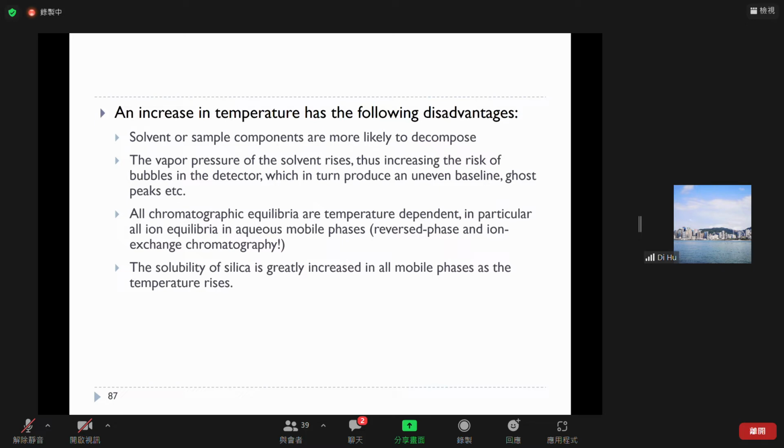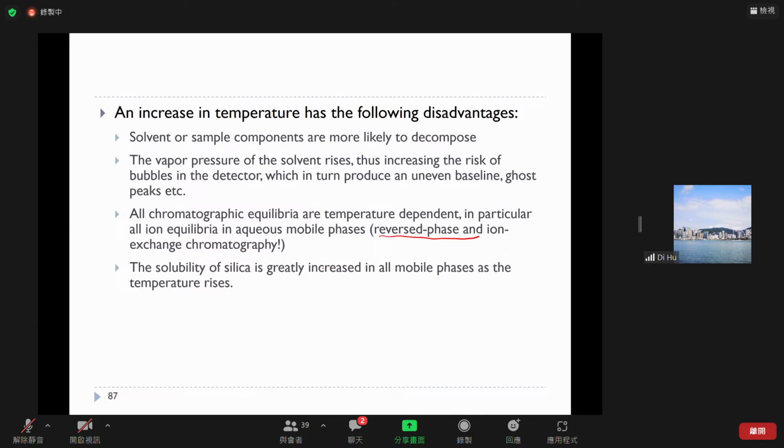And all chromatography equilibria are temperature dependent, particularly those of ions in equilibrium within the aqueous mobile phase. This particularly matters for reverse phase and ion exchange chromatography, and that's why.